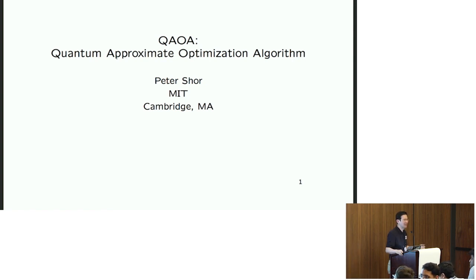We're very fortunate to have Peter Shor and Ken Brown on our team, and they're both going to talk about some of the most interesting algorithms for us in the near term, QAOA and quantum chemistry algorithms. So first, Peter Shor.